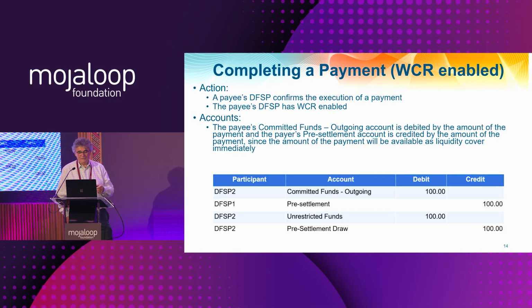And then we debit the unrestricted funds for the payee DFSP and credit the pre-settlement draw account to say, effectively, we, the switch, are making a loan to the payee DFSP of the amount of the payment. So you can use that immediately to fund your transfer activity.